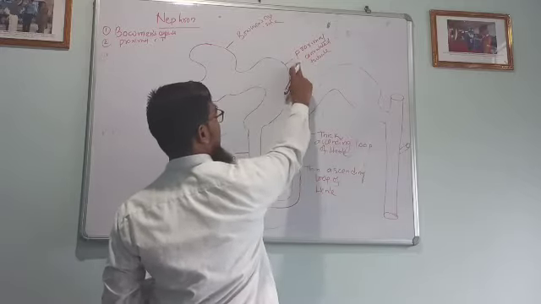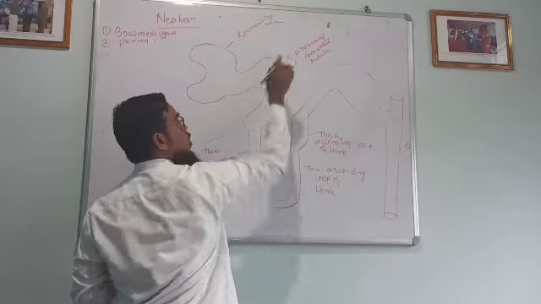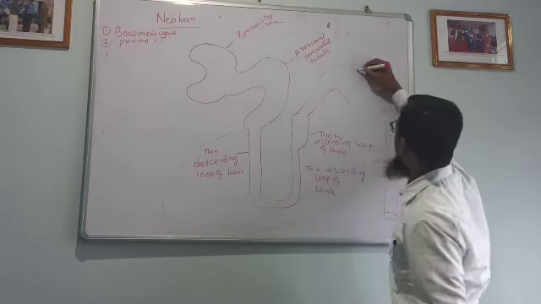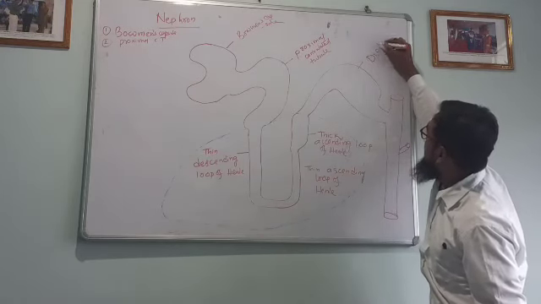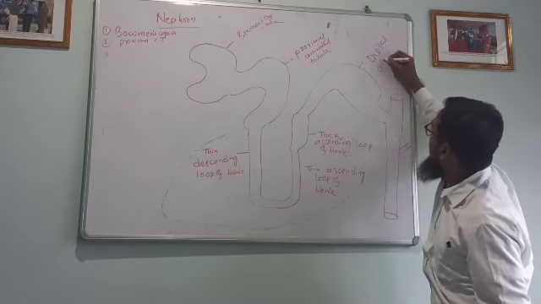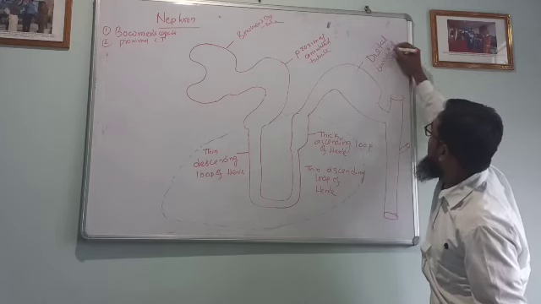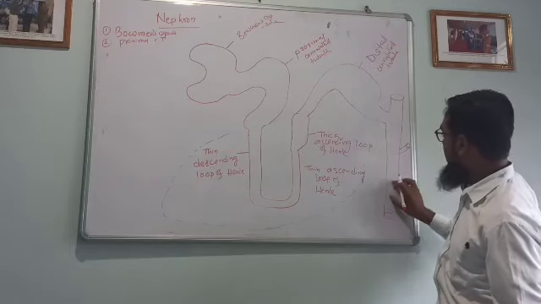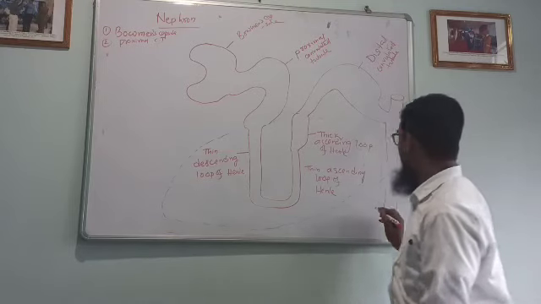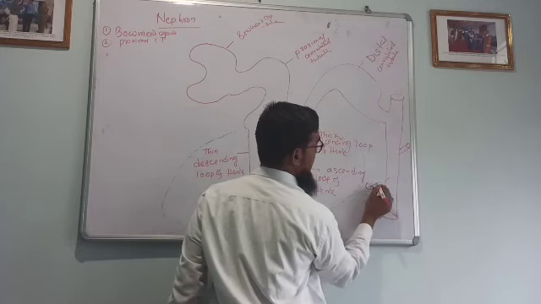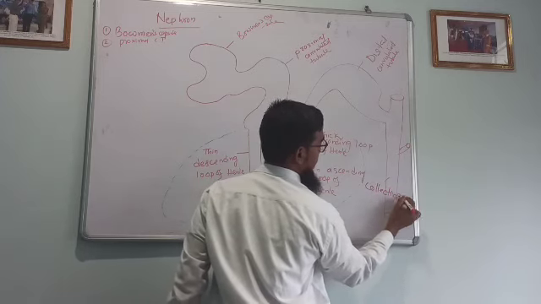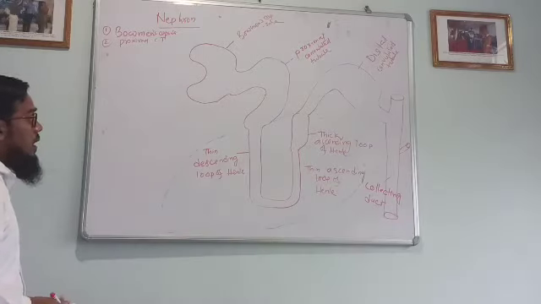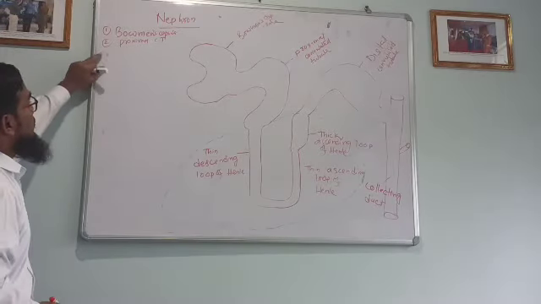This part is the starting part of the tubule, and this is the end part of the tubule. We know the anatomical terms: starting means proximal and ending means distal. So this part is called distal convoluted tubule. And finally, the part which collects the urine is called collecting duct.